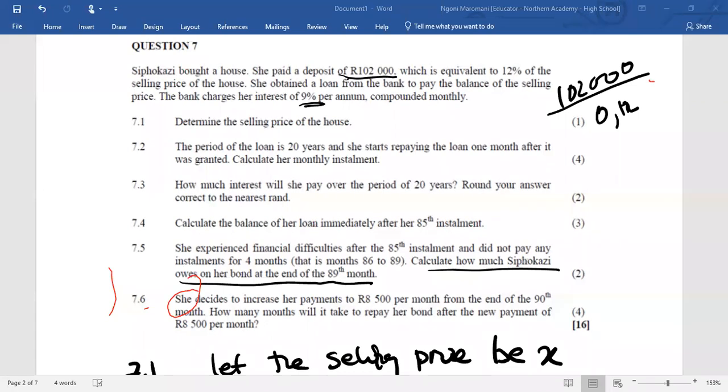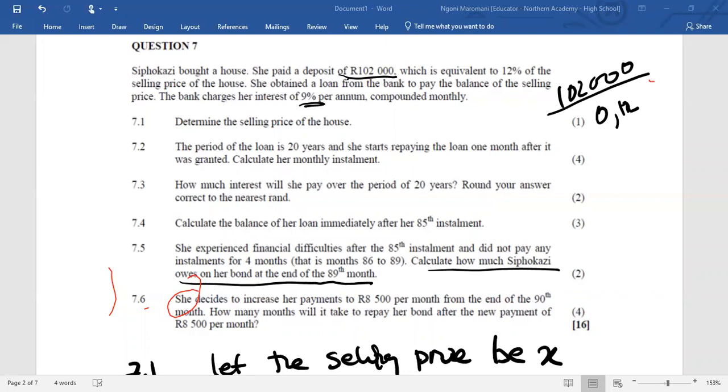Then on 7.2, we calculated the interest. How do we calculate interest? We say interest is the money paid minus the borrowed amount. And the money paid, you always get it by saying the monthly installment multiplied by the total number of months. Then minus the borrowed amount. Are we getting that one?